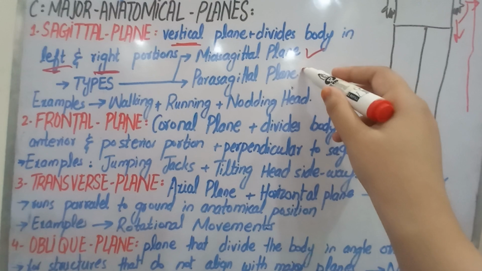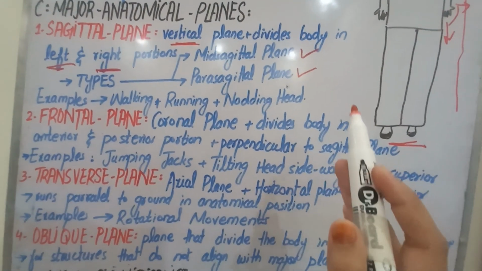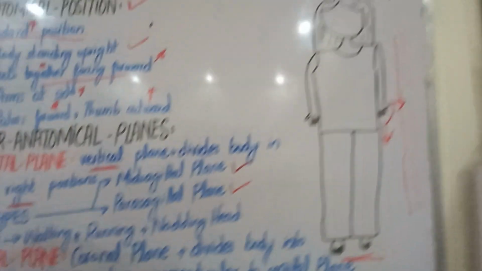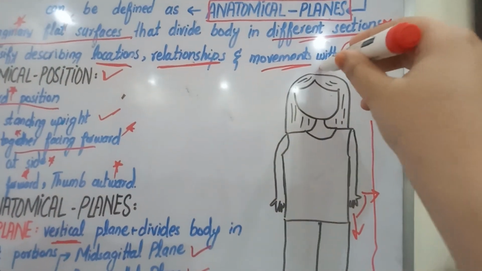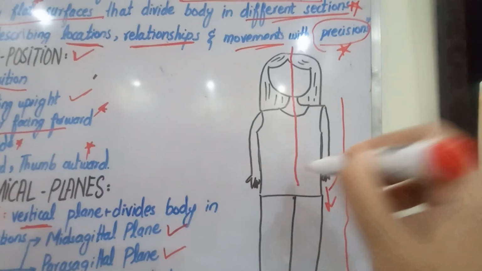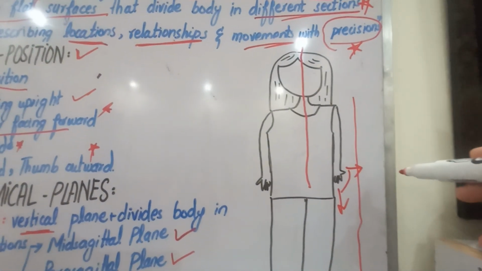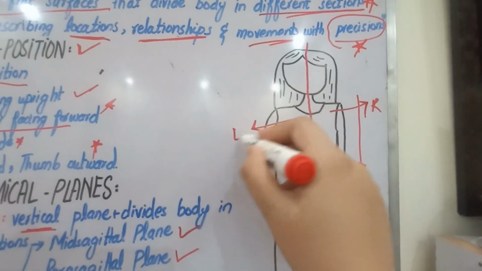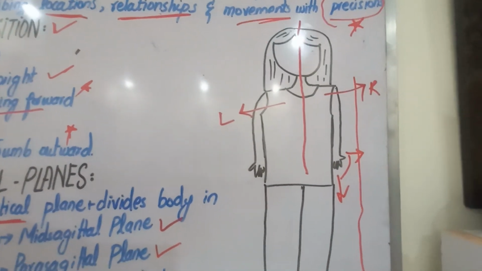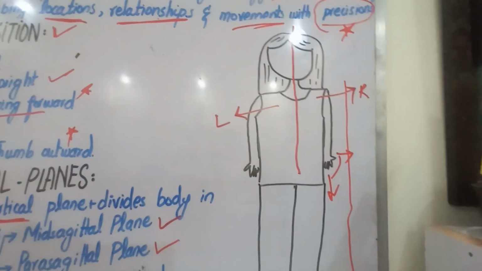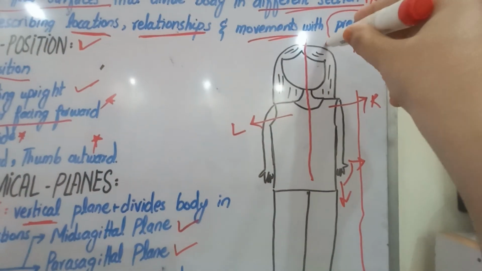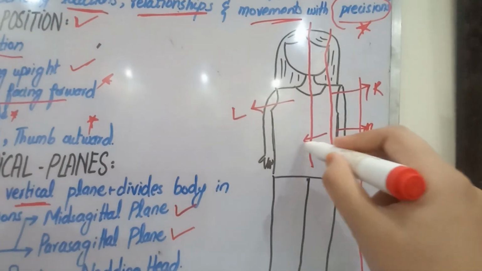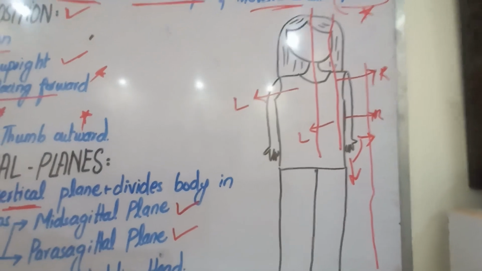And when the body is divided into right and left portions but not from the mid area, it is called the parasagittal plane. If we see in this diagram, if the plane is going from the mid area, we will call it the midsagittal plane. This plane divides the body into right and left portions. But if it is going from the side area and dividing the body into right and left portions, we will call this plane a parasagittal plane.